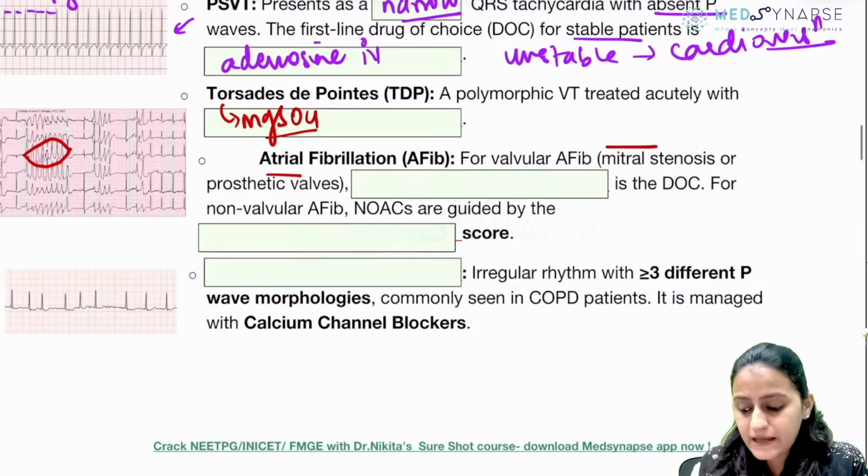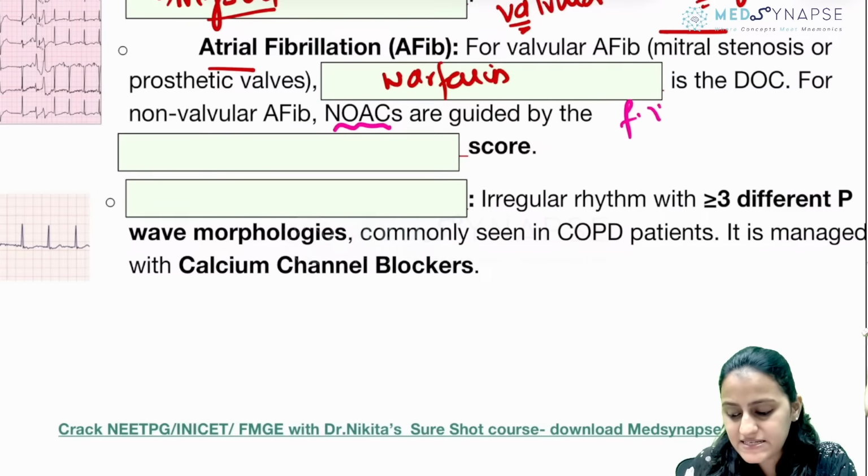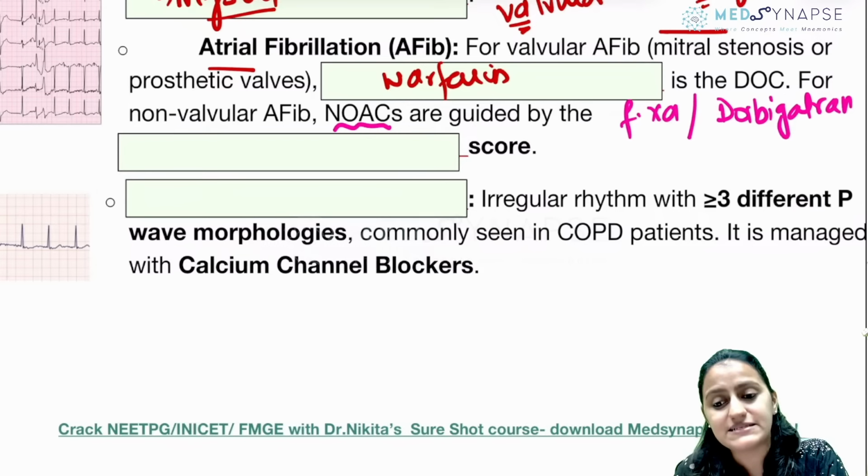You give VA is VA, then you give warfarin. So, in that case, the drug of choice is warfarin. So, rheumatic heart disease hai, prosthetic valve hai, you would give warfarin, and if not, then you will give NOACs. Which are the NOACs? Which are factor 10A inhibitors, or which is the oral direct thrombin inhibitor? It is dabigatran. Okay, dabigatran or factor 10 inhibitors.